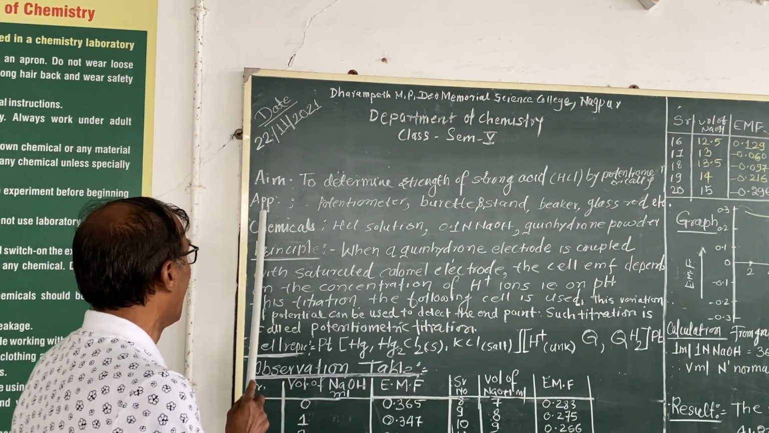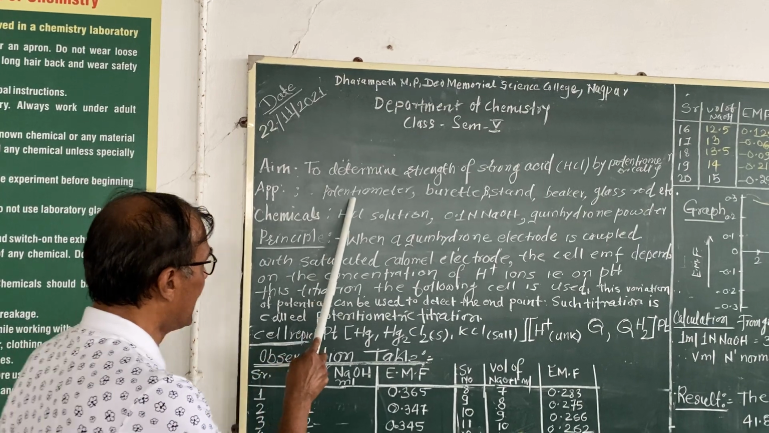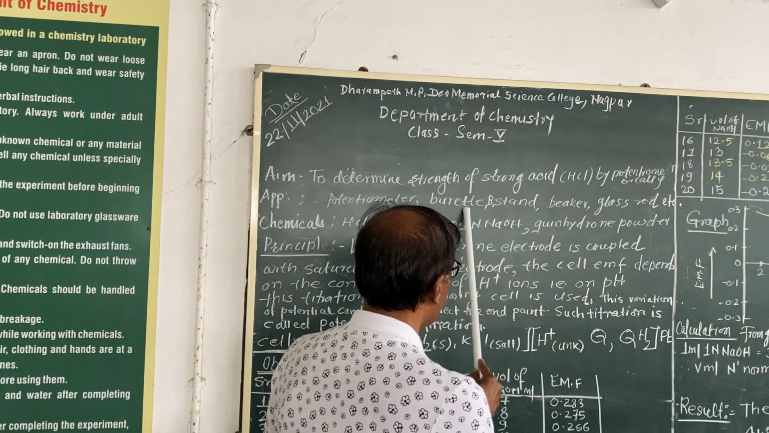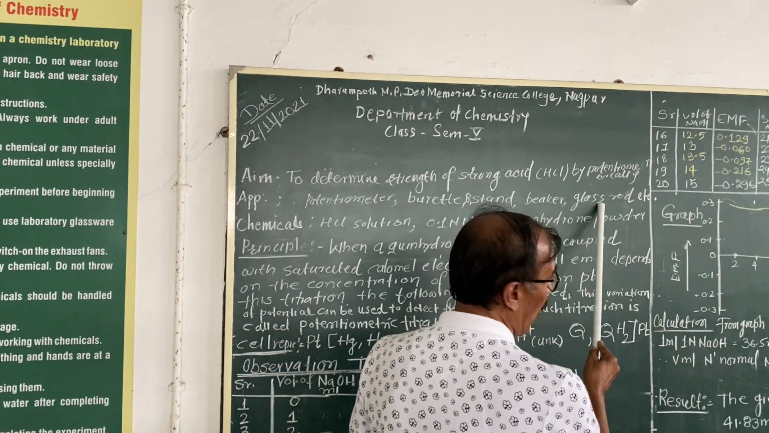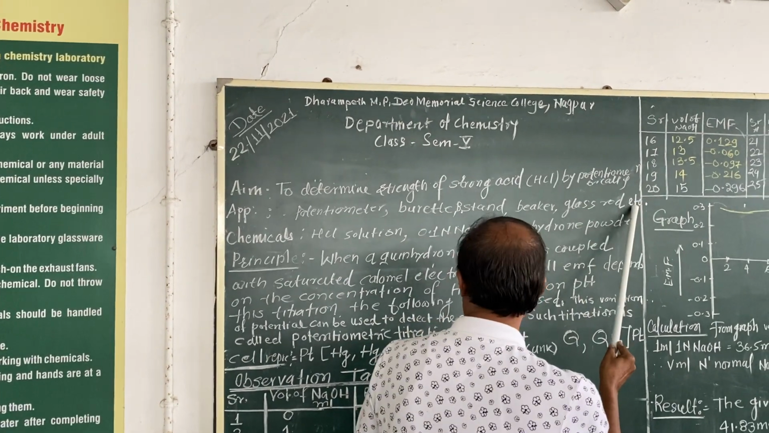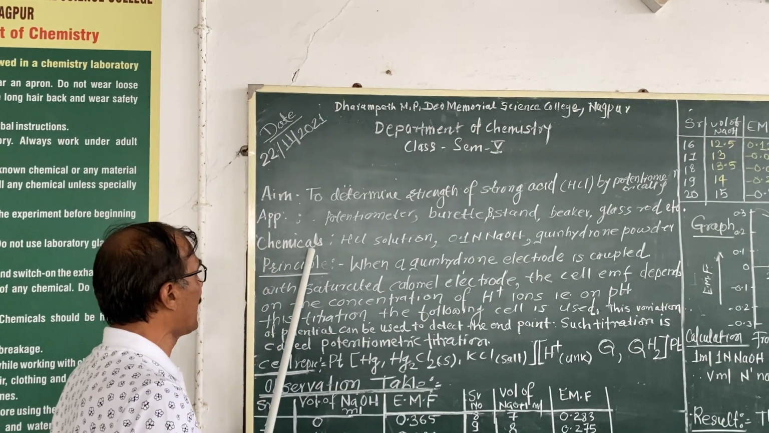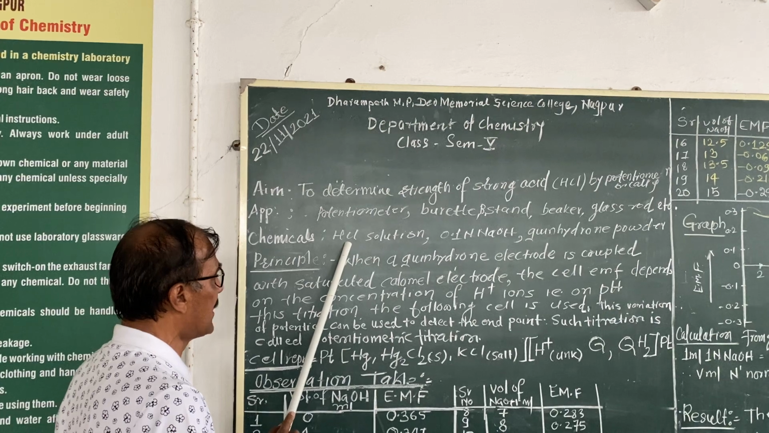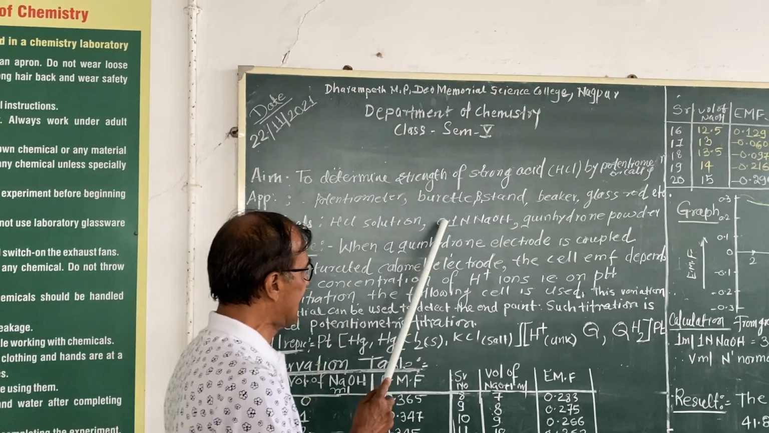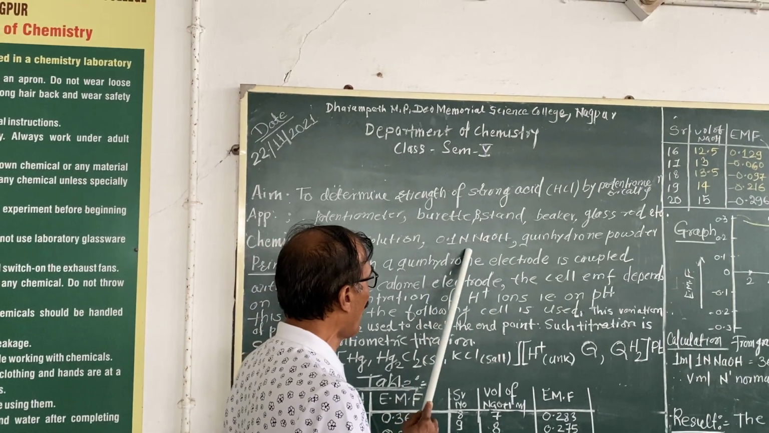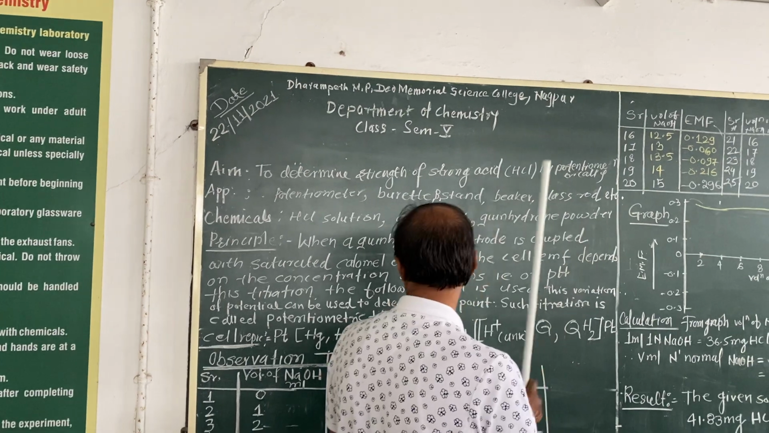The apparatus required in this experiment are potentiometer, burette, burette stand, beaker, platinum electrode, calomel electrode, etc. The chemicals required here are the HCl solution that is unknown, whose concentration is to be determined, standardized 0.1 normal NaOH solution and quinhydrone powder.